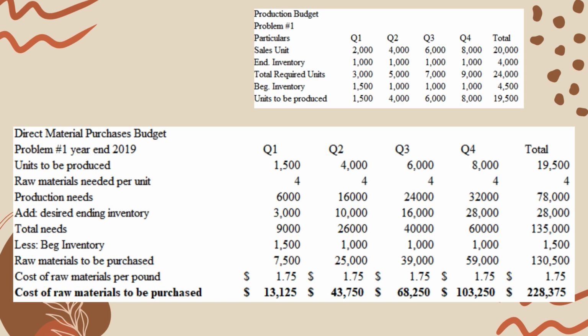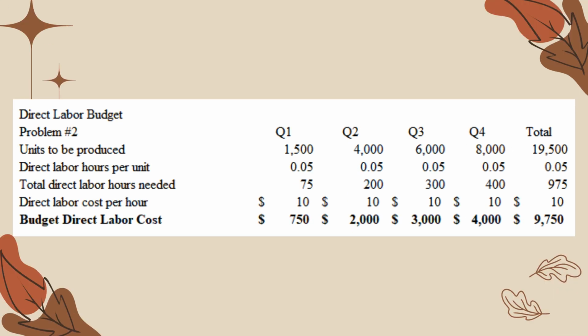So your total will be $228,375 at the end of 2019. Next is the direct labor budget.